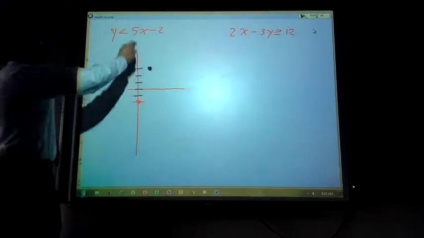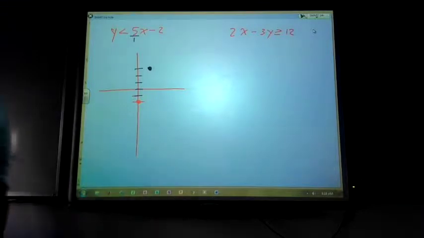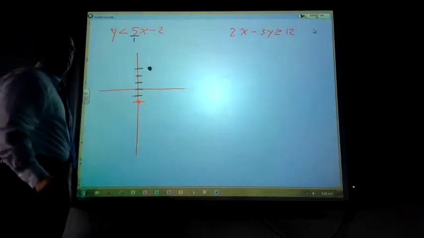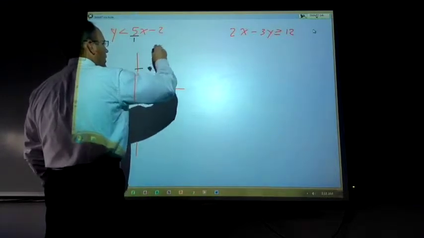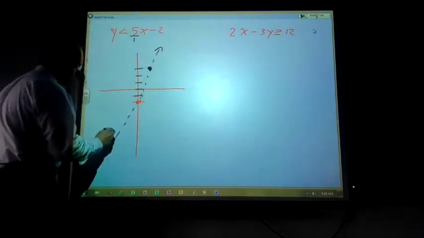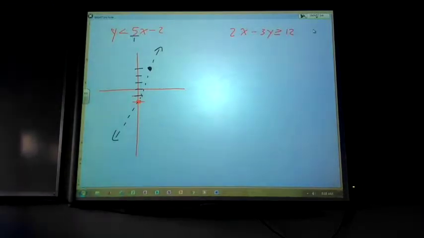One thing I noticed, some of you are having problems if it's just a whole number. You have to understand that this is the same thing as 5 over 1. A lot of you are just going up 5 and putting another dot right there on the line. No, it's 5 over 1. This is a dotted line. I noticed that when I was grading your quizzes. So, take a look. What's a good test point on that?